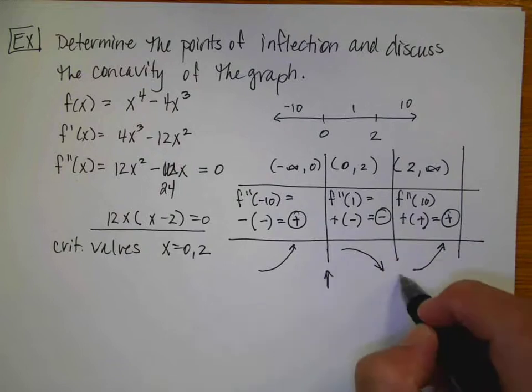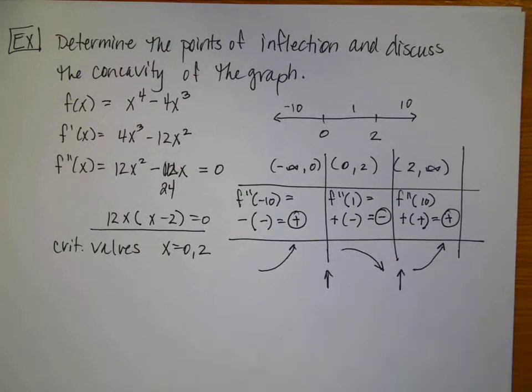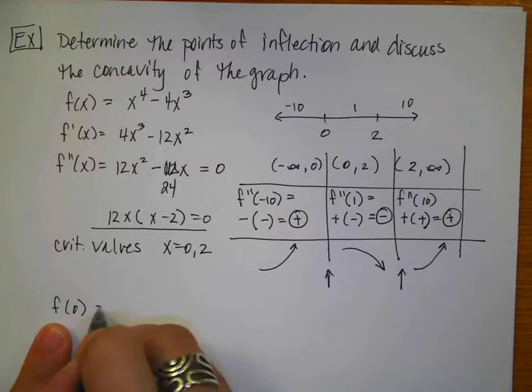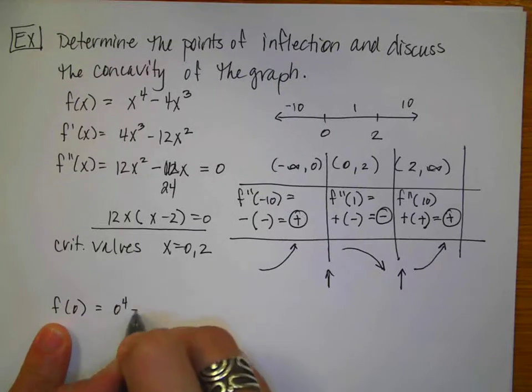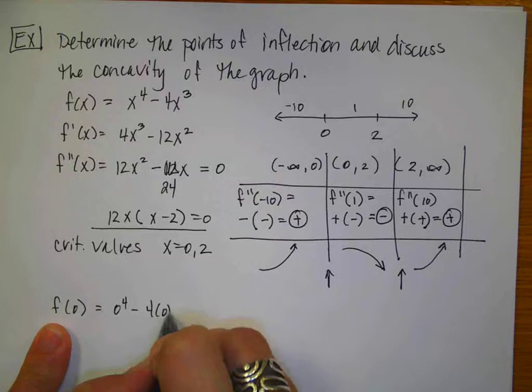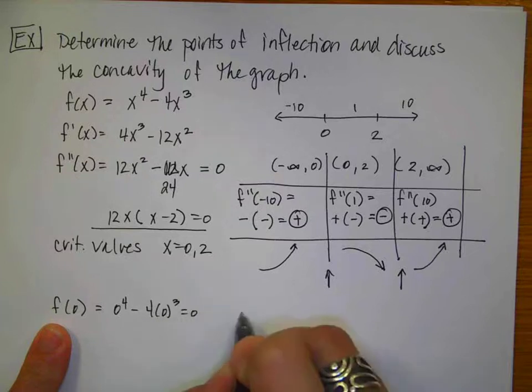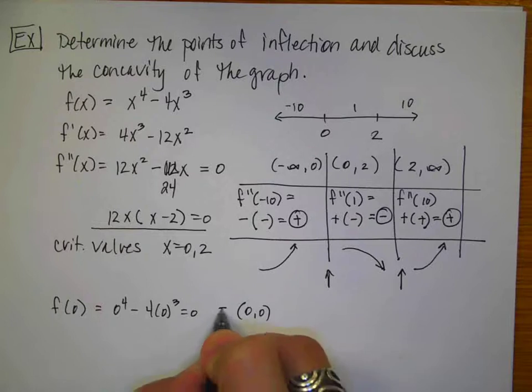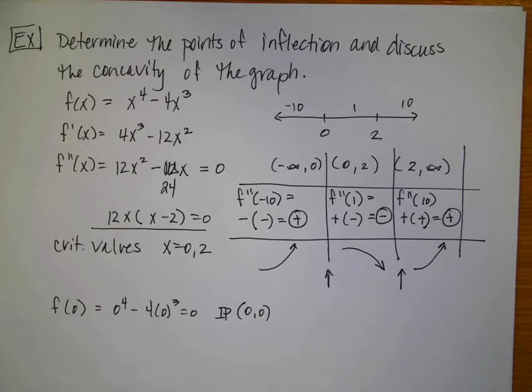So then the problem said determine the points of inflection. Well, the points of inflection are going to happen where there is a change in concavity. I know the x coordinates, but I have to find the y coordinates, so I'm going to do f of 0. Notice that this is the original function. So I'm going to get 0 to the fourth minus 4 times 0 to the third, which is 0. So I'm going to have an inflection point at (0, 0), and I'm going to write IP just so we know what we're doing.